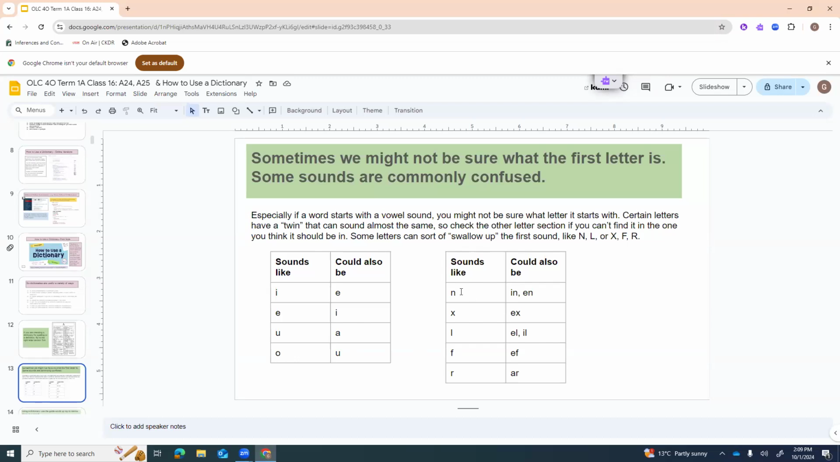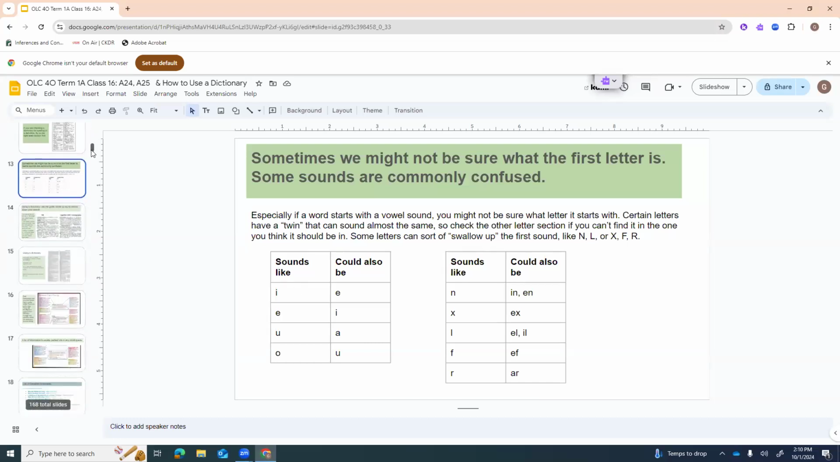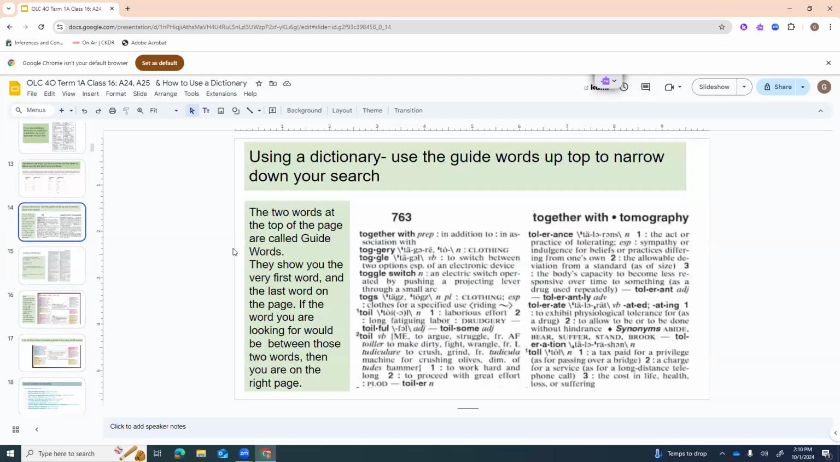Some consonants, N could be an N, but it could be IN or EN. X could actually be EX. L could be EL or IL. F might be EF. And R might be AR. These are some of the tricky ones where we are almost swallowing up the vowel because the name of it sounds the same as the sound. So it's kind of confusing there. So that's something to do if you're stuck and can't find a word you think should be there.